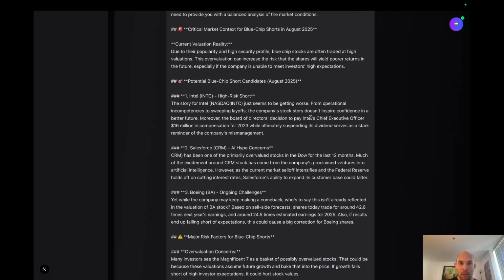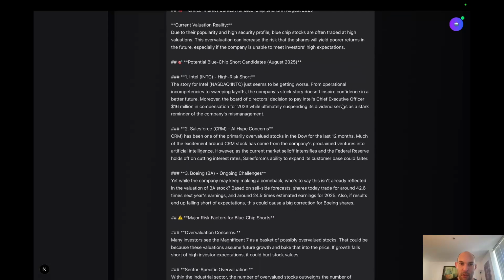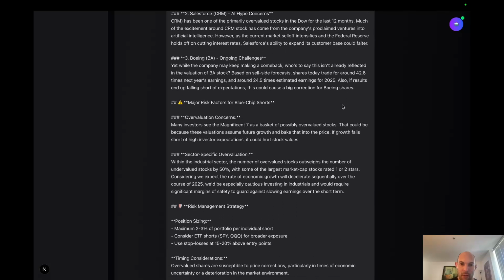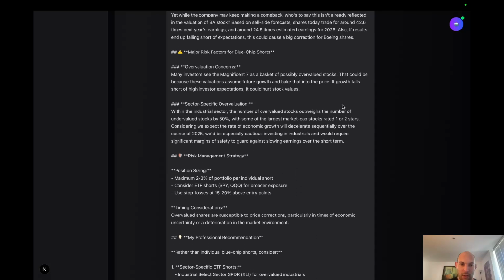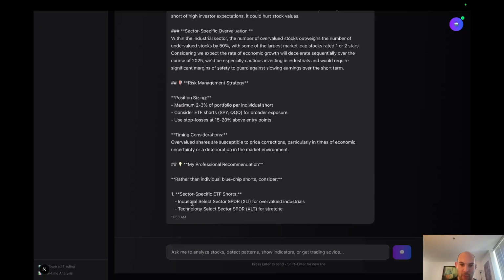Okay, current blue chip stocks for shorting in August 2025. Due to their popularity and high security profile, blue chip stocks are often traded at high valuations. This overvaluation can increase the risk that the shares will yield poor returns in the future, especially if the company is unable to meet investors' high expectations. Intel, Salesforce, Boeing. Interesting. Sector specific ETF shorts. That's cool.